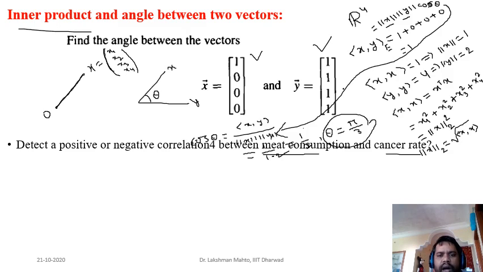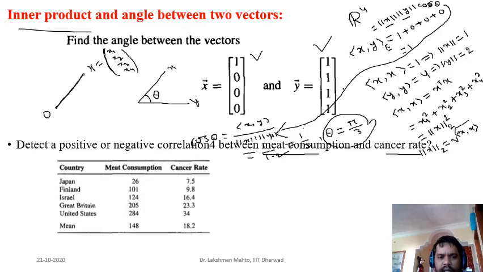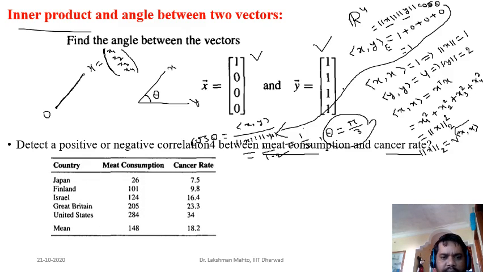Through that you can say how two vectors, two data points, are related to each other. Here I have taken a sample. In the first column you observe the country, Japan, and the percentage of Japanese consuming meat is 26. It might be some unit, and out of 1,000 you can say that 26 people are eating meat.